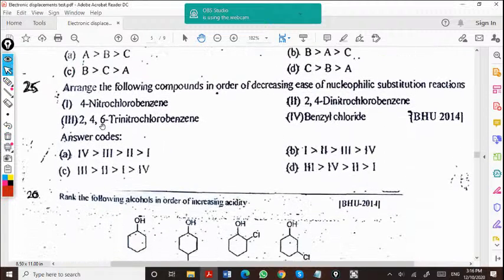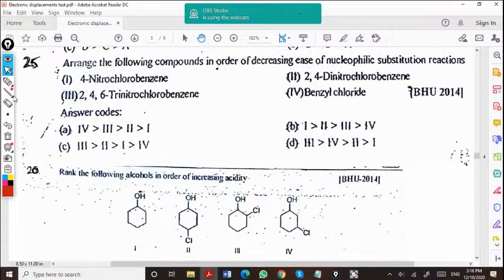Next, one more BHU question which was asked in 2014. Arrange the following in decreasing or increasing ease of nucleophilic substitution reaction. It is asked about chlorobenzene and nitrochlorobenzenes.